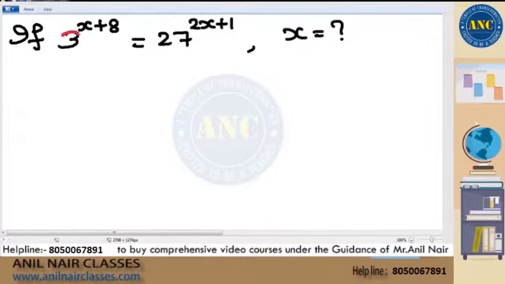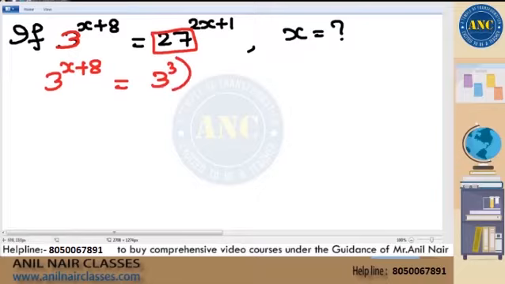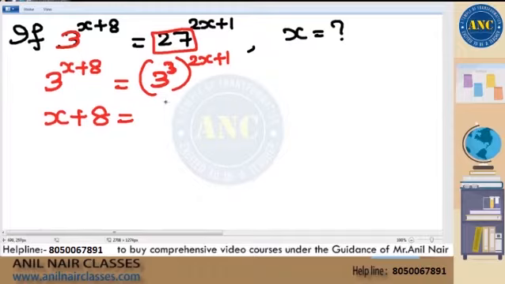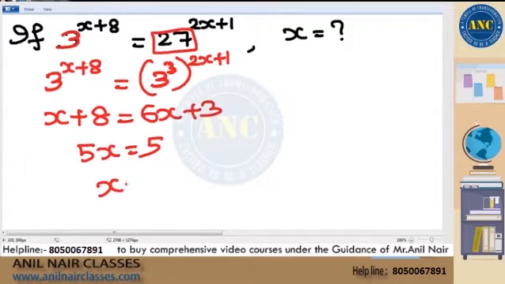Very easy. Base here is 3. Make the base here also as 3 so that I can remove the base and equate the powers. So it is 3 power x plus 8. 27 is 3 cube to the power of 2x plus 1. So base here is 3, here also is 3. Remove the base. x plus 8 is equal to 3 into 2x plus 1, which is 6x plus 3. You are left with 5x is equal to 5. x is equal to 1.